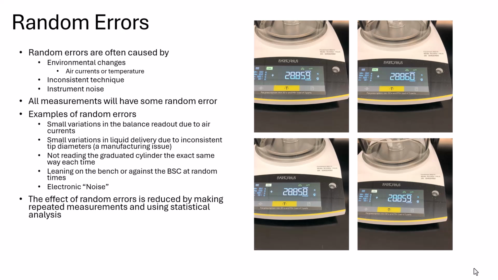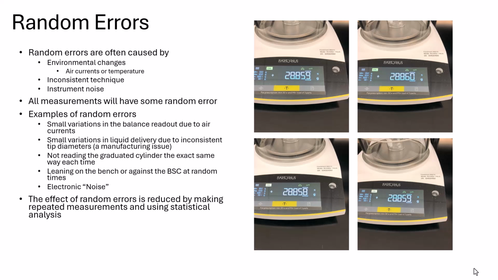Okay, random errors, again, can be caused by environmental changes. They can be caused by inconsistent technique. You don't use the micropipette smoothly. You don't weigh things always correctly. And they can be caused by instrument noise. So all measurements have some kind of random error. And again, examples of random errors: small variations in the balance due to air currents.